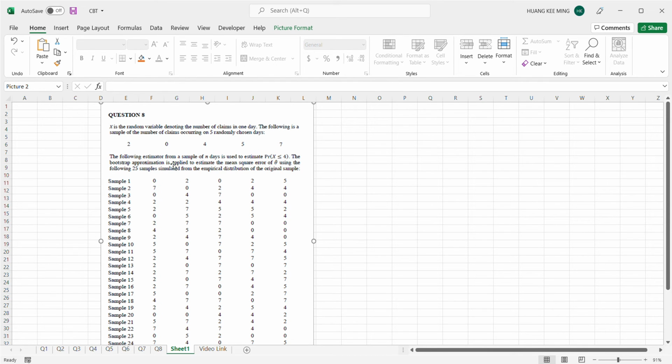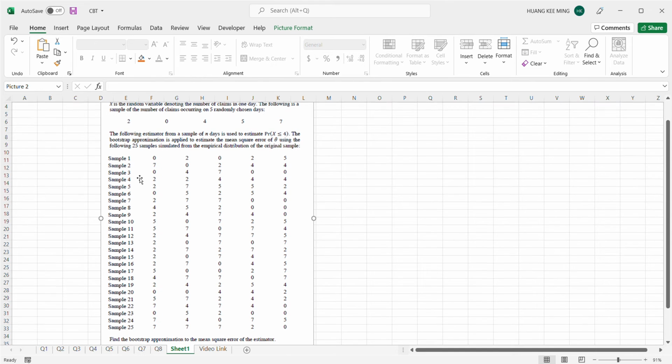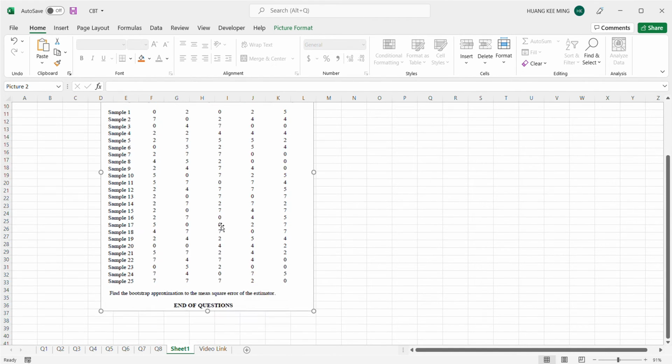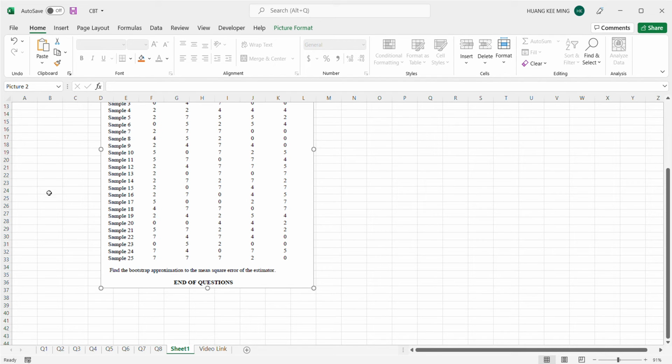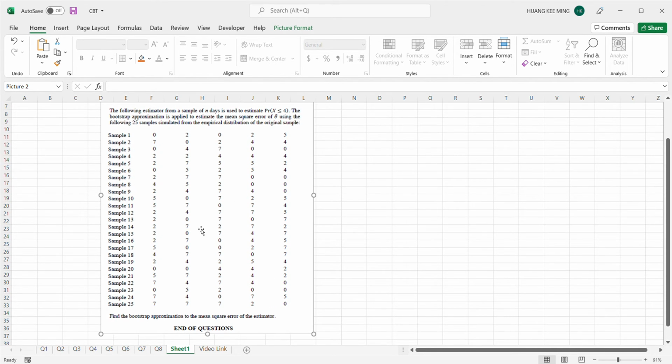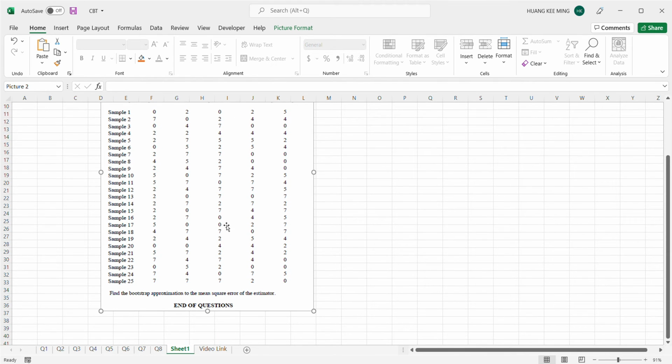The following estimate from a sample of n days is used to estimate the probability of S less than or equal to 4. The bootstrap approximation is applied to estimate the mean square error of theta using the following 25 samples simulated from the empirical distribution of the original sample. So here is the sample given, and the question is asking us to find the bootstrap approximation to the mean square error of the estimator. And we use Excel to calculate the answer.